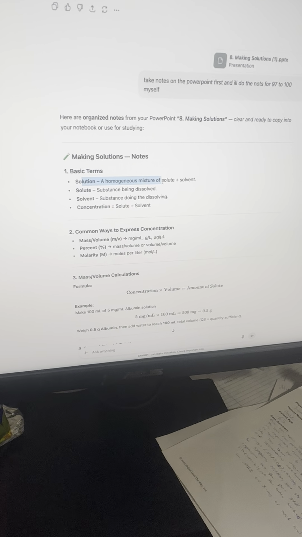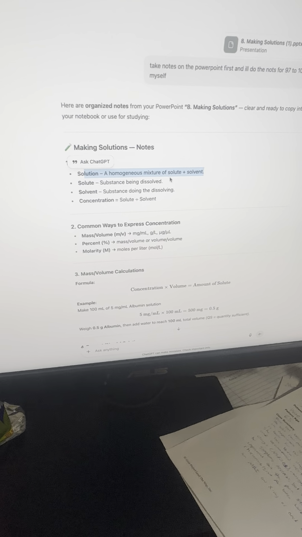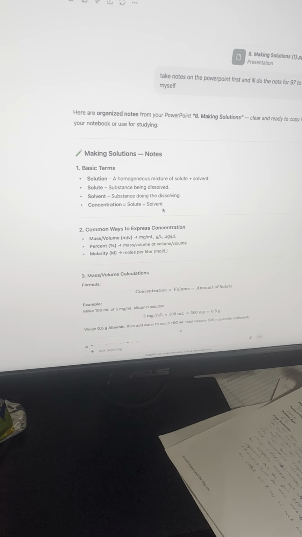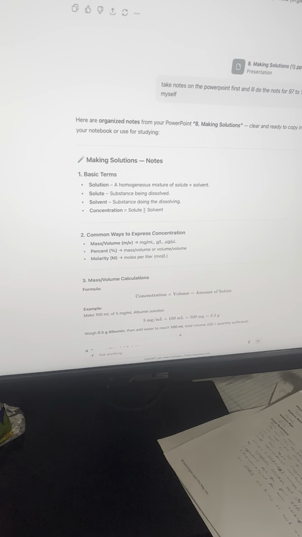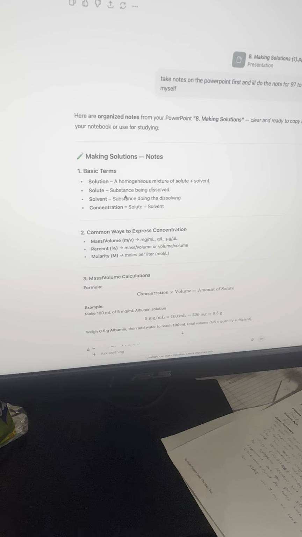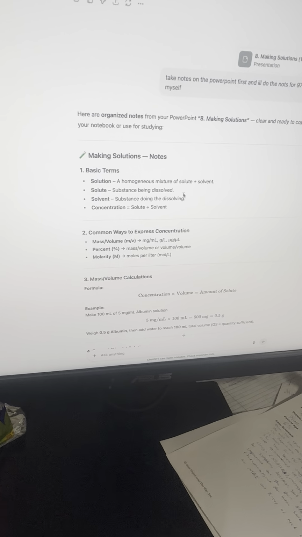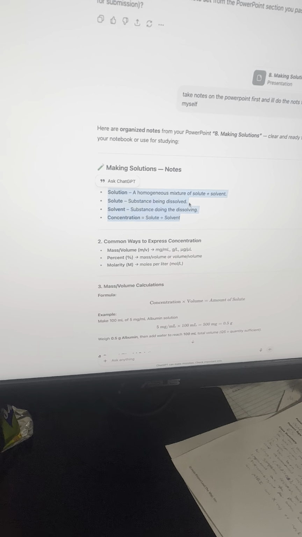So let's do basic terms. A solution is a homogeneous mixture of solute plus solvent. This is important, right? Because with solute and solvent, you get your concentration. We get concentration by solute divided by solvent, and the solute is the substance being dissolved, and the solvent is the substance doing the dissolving. Okay, you need to know these four terms so you can figure everything out.